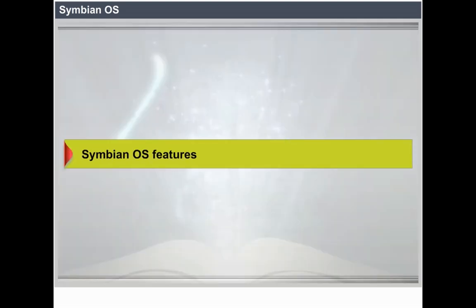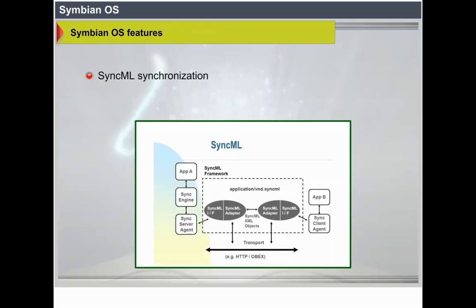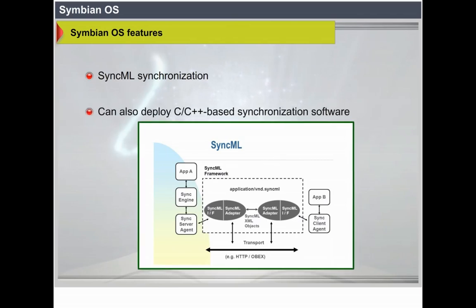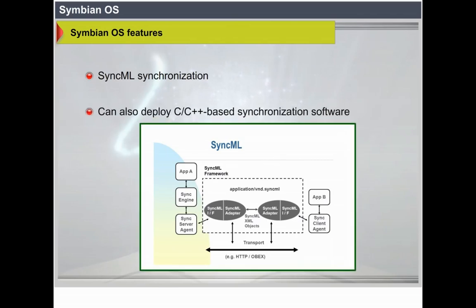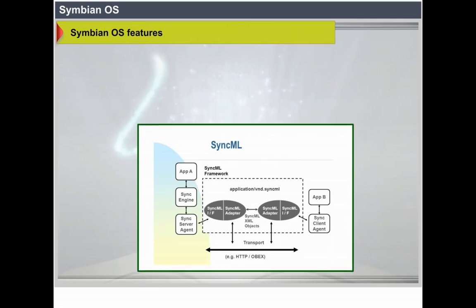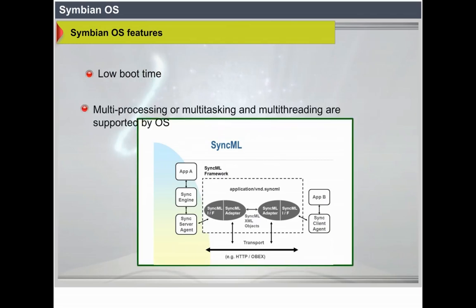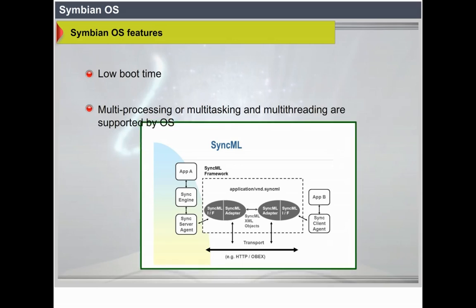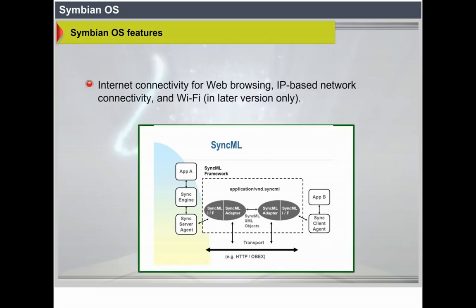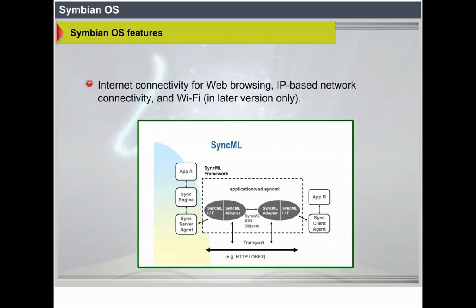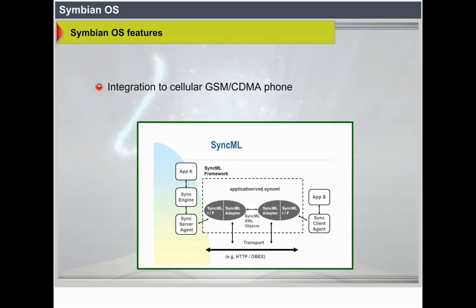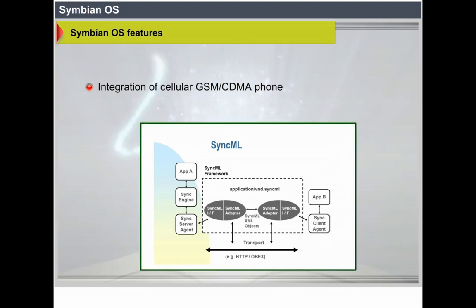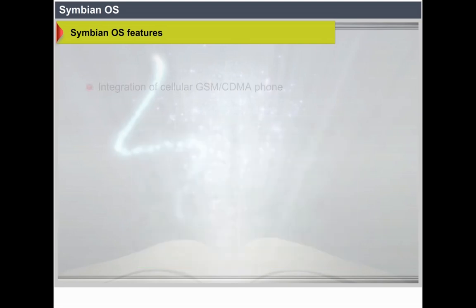Symbian OS features, SyncML synchronization, can also deploy C, C++ based synchronization software. Low boot time. OS supports multiprocessing or multitasking and multi-threading. Internet connectivity for web browsing, IP-based network connectivity and Wi-Fi in later version only. Integration to cellular, GSM, CDMA phone.